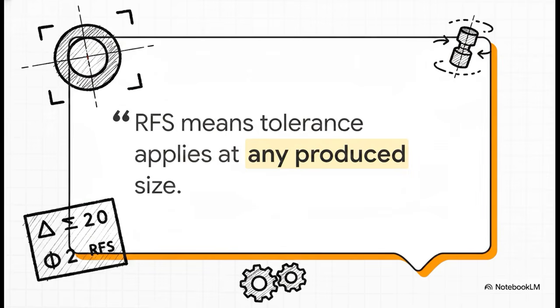Now, RFS is totally crucial for things like rotating shafts where perfect balance and alignment are critical. But from a manufacturing perspective, it's way harder and a lot more expensive to produce, simply because you don't get any of that extra mathematical forgiveness.